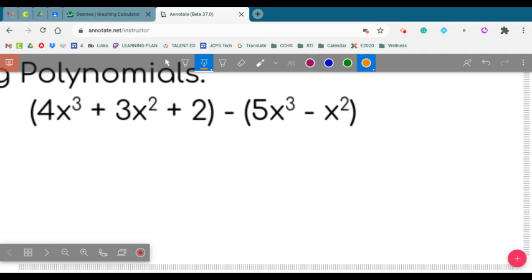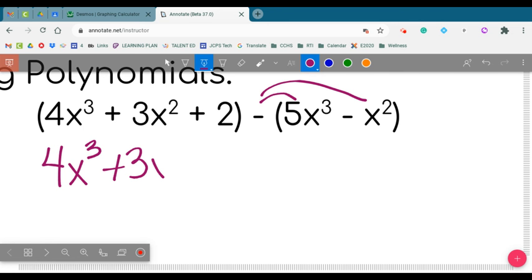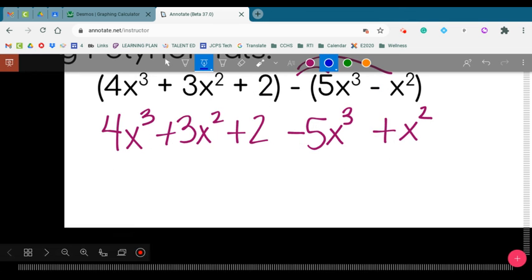Okay, next one we're going to do the same thing. We have this negative. We're going to distribute it to both terms after. My first set of parentheses stays the same. Second one, we get negative 5x cubed. And then the negative x squared becomes a positive x squared. Then we combine our like terms.